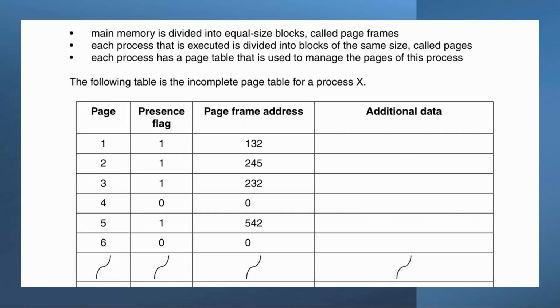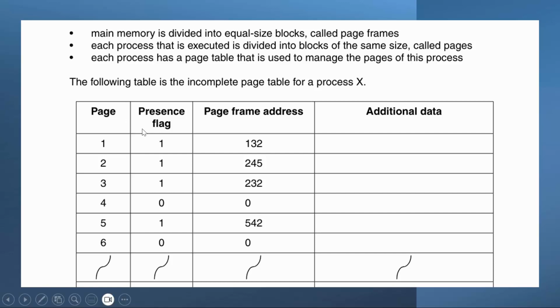Let's go ahead and take a look at another sample of past exam questions that we can encounter. And here's an example of another one. So main memory is divided into equal size blocks. Because it says equal size blocks, I know they're talking about paging memory, called page frames. Each process that is executed is divided into blocks of the same size, called pages. Each process has a page table that is used to manage the pages of this process. So we look at this table they've given us, and we know everything about main memory, and we're ready, and we can go ahead and read this table without being told anything.